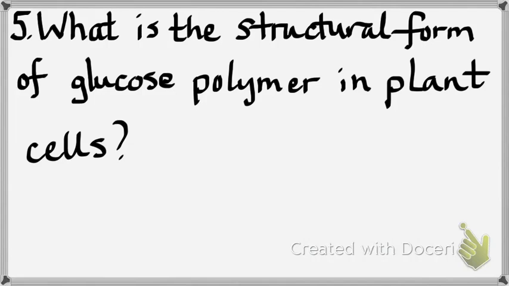Number 5's harder. It's a little harder, I think. What is it? Yeah, what is it? Question number 5. What is the structural form of glucose? It's a polymer, and plants have it in their cells, but they don't use this for energy. They use it simply for structure. It is cellulose. That's good. This one's cellulose. What do most people call cellulose? Fiber. Very good. The common name of cellulose is fiber.